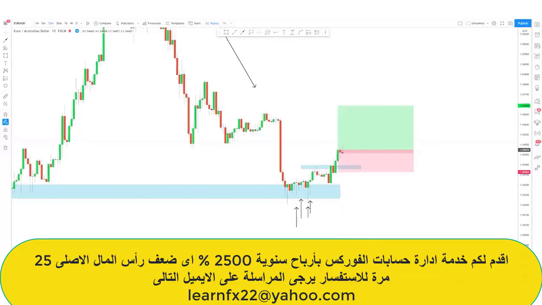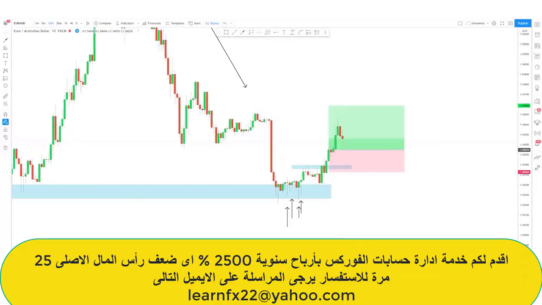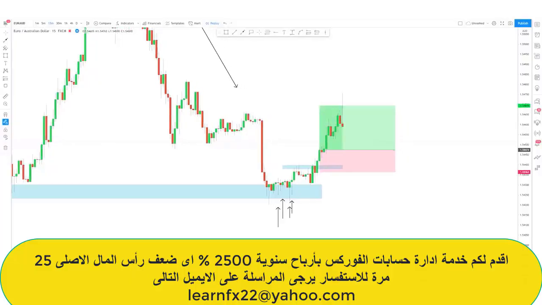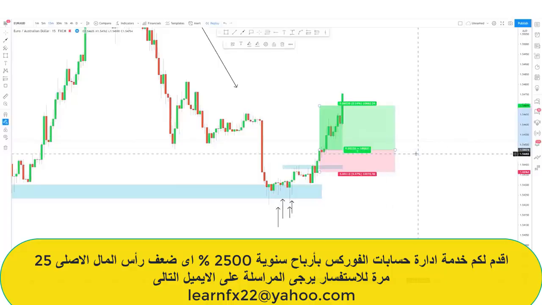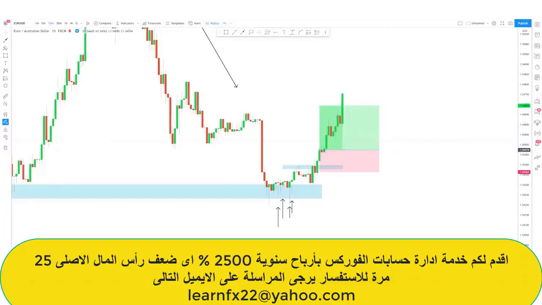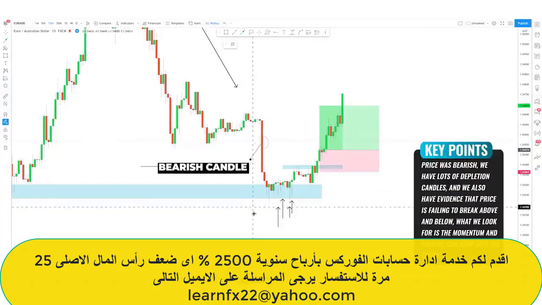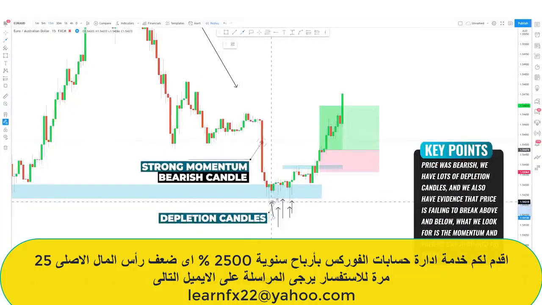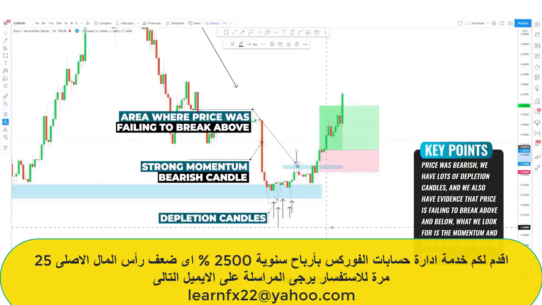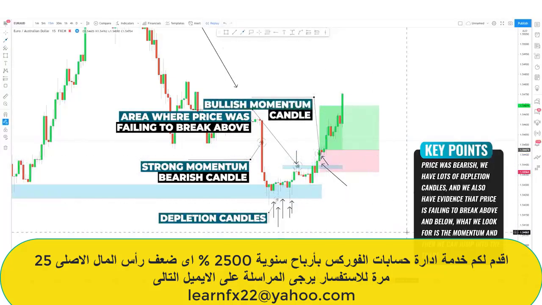Now we have enough evidence and confirmation that we can take this trade with a very, very high chance of this trade winning. How do we identify that this was a good trade? Simply because price was bearish. We have lots of depletion candles here, and we also have evidence that price is failing to break above and below. What we look for is for the momentum, and then we can jump into the trade.